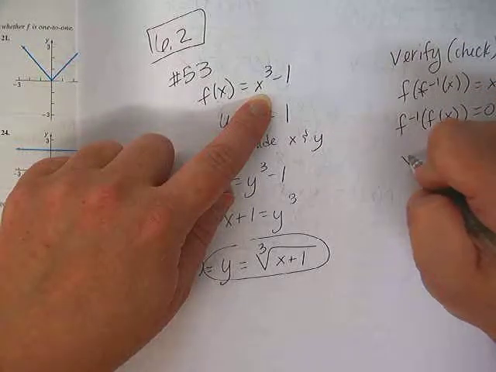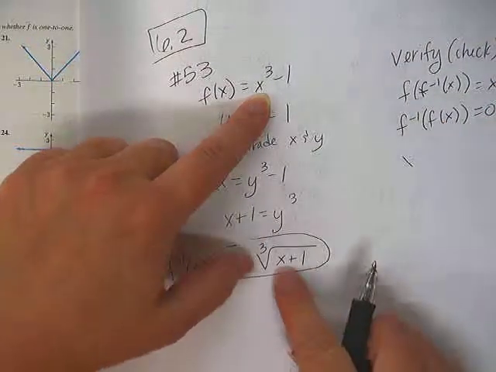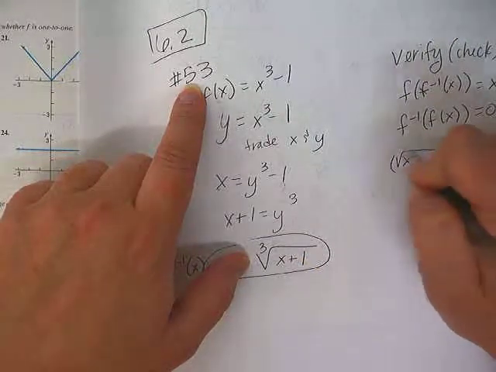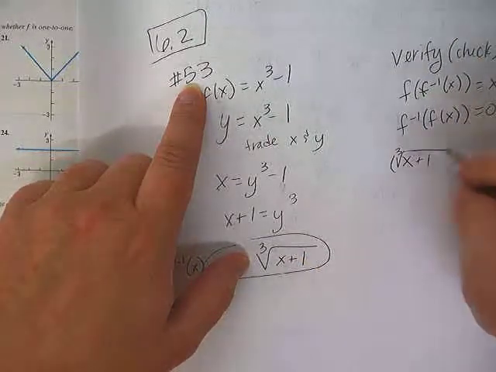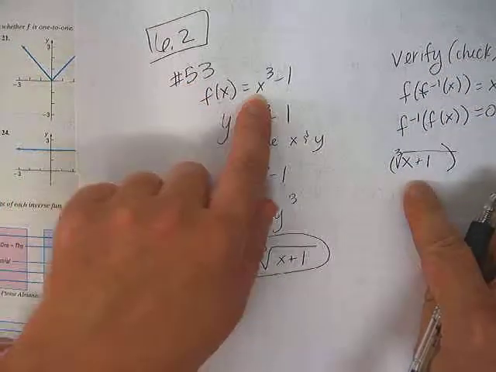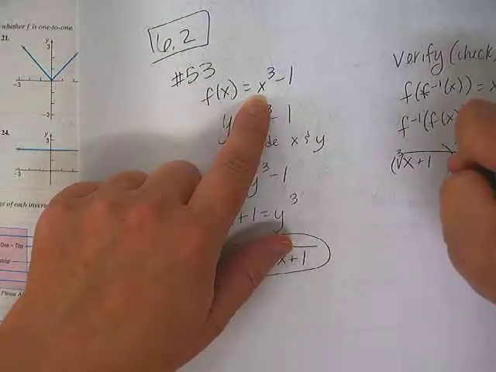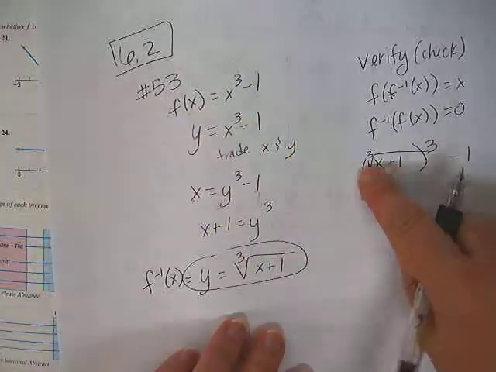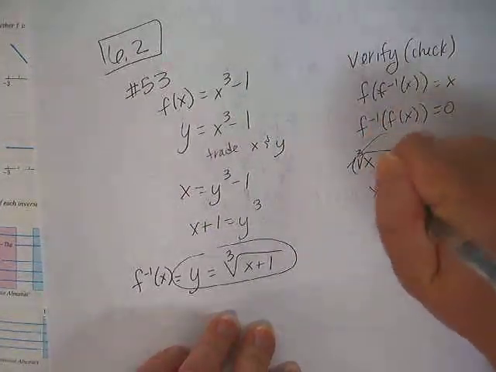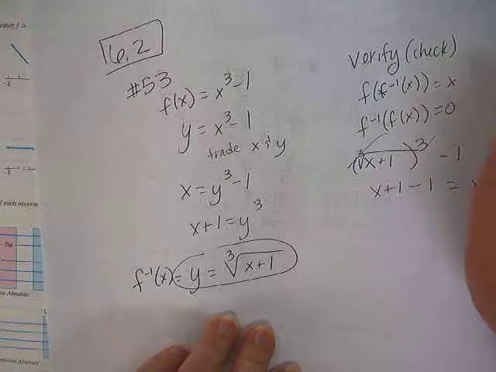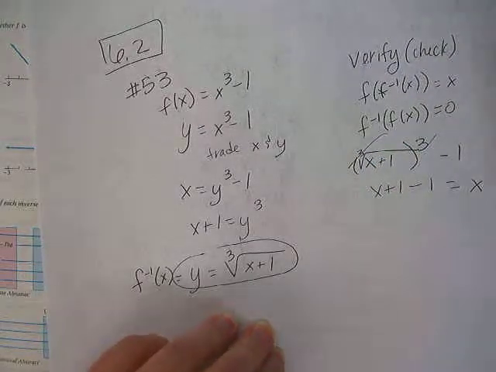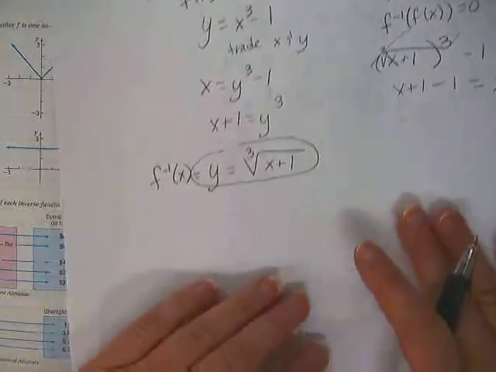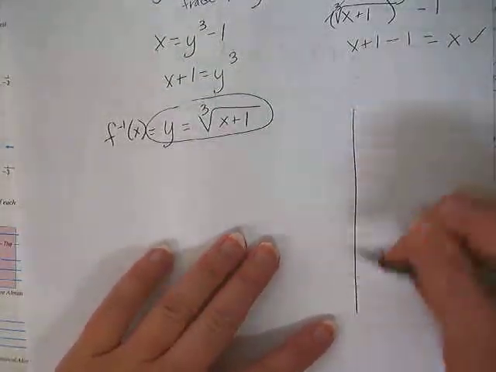So that means we would have x to the third, but we're going to plug this in for x. So we would have the cube root of x plus 1, that entire thing plugged into this x, so that whole thing to the third, and then minus 1. Well, what does the cube do to the cube root? It cancels it out, so we have x plus 1 minus 1, which equals x. So that verifies. Technically you should also do it the other way around.